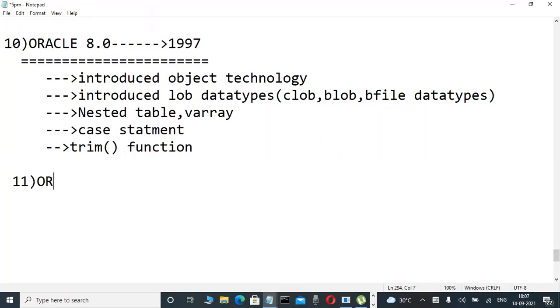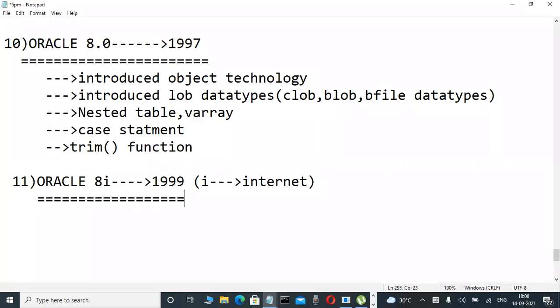Write it fast: Oracle 8i. Actually, Oracle 8.1.5, 8.1.6, 8.1.7 are there, and in total it is called Oracle 8i. This was introduced in 1999. Nowadays, G means grid and C means cloud computing. What is i? Very good, i means internet technology.